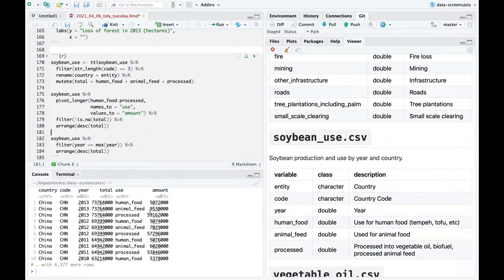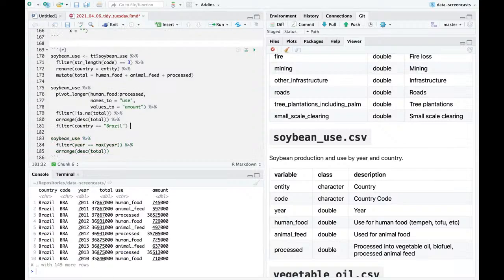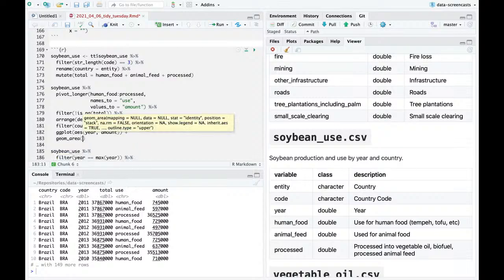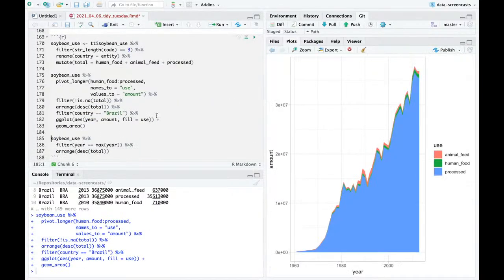The idea is that I can work with this in terms of, let's look at one country. I can say United States. No, let's do Brazil, because we've been talking a lot about Brazil in the context of its shrinking forests. And if I can make a graph, we've been doing a lot of area plots: amount of soybeans, geom area, fill equals use. This is the kind of thing I want to do.